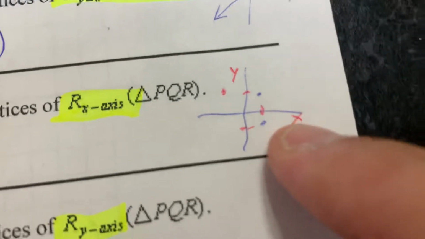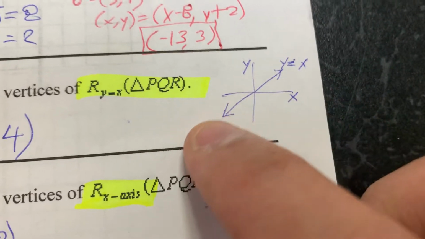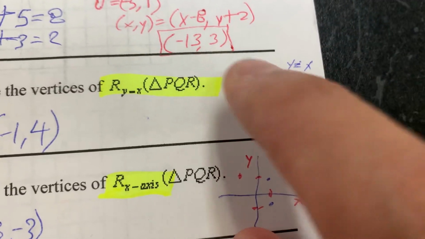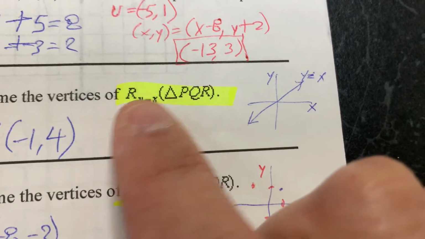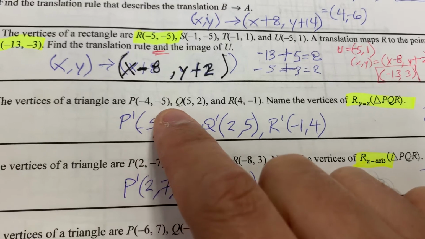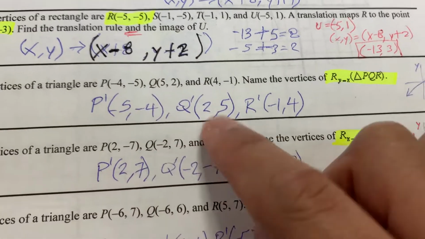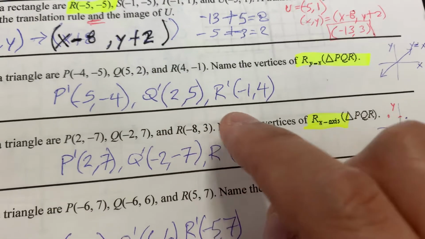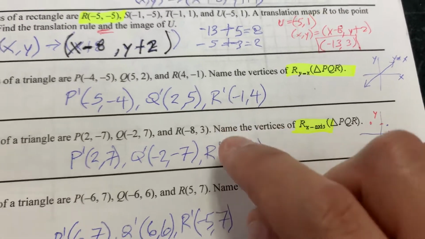What this means in actuality is that this is going to be over the line y equals x, okay? Without trying to think too much about what it's going to look like, you're literally saying y equals x. All you're doing is switching the coordinates. So P was negative 4, negative 5. P prime is going to be negative 5, negative 4. You're just swapping those. Q prime, just switch those, so it'll be 2, 5. R prime will be negative 1, 4. And that's it.